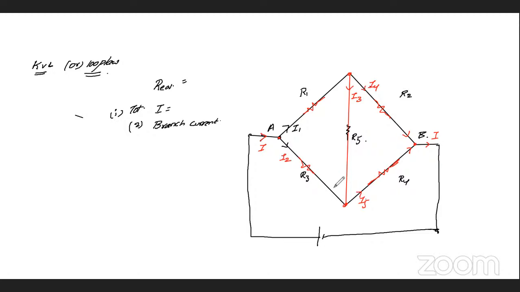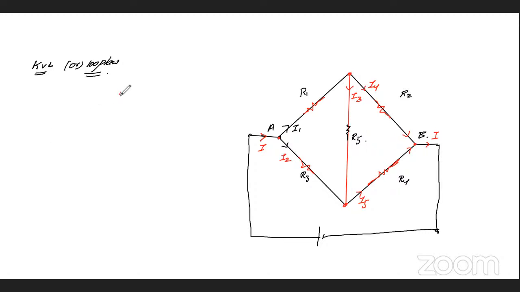So for that I have to apply the KVL laws. Using loops, with the help of loops I have to solve the circuit. Then, after solving the equations, I can find the branch currents. Let's see one by one. First of all, there is a basic condition. Just one condition.